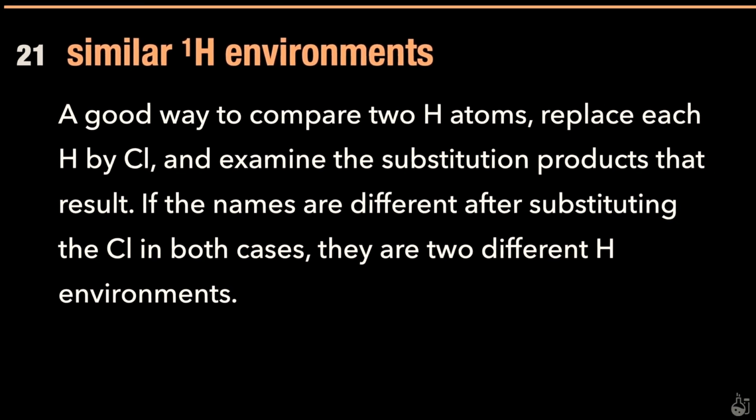So let's go to slide 21. Now this is a trick to use to also solve similar chemical environments. Sometimes symmetry is one way, and another way is to use a trick. If you want to compare 2 hydrogen atoms, if they are identical, that means are 2 CH3s identical, or 2 CH2s identical, what you should try to do is replace the hydrogen in the one that you're checking with Cl, and then examine the substitution product that results. And once you have 2 different products, if the name is the same, then they're identical.